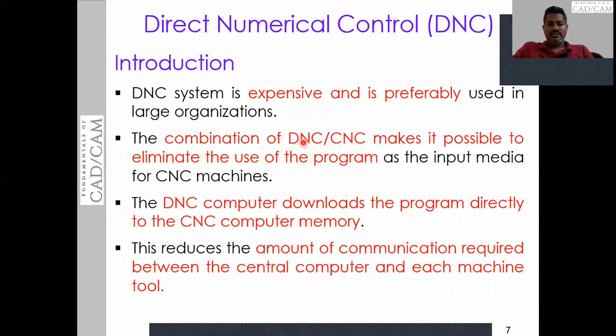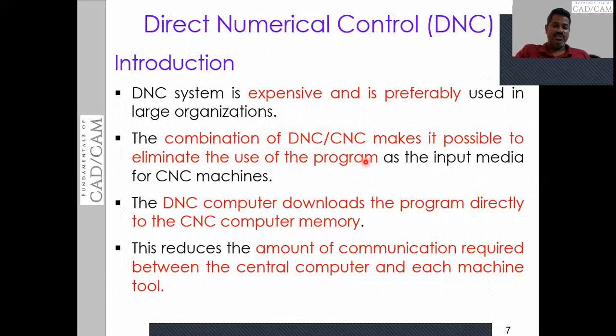So combining DNC and CNC means we are connecting a small memory or a satellite computer or a mini computer to every NC machine tool, so that the function of this mini computer is to receive the program. It downloads the program from the main computer, in this case, a host computer, and it stores that program in the buffer memory of the mini computer or a satellite computer in this case.